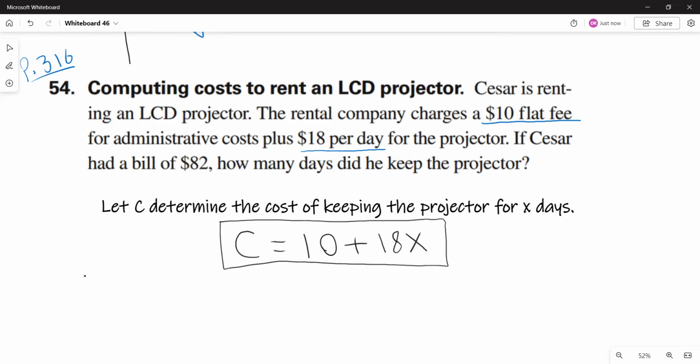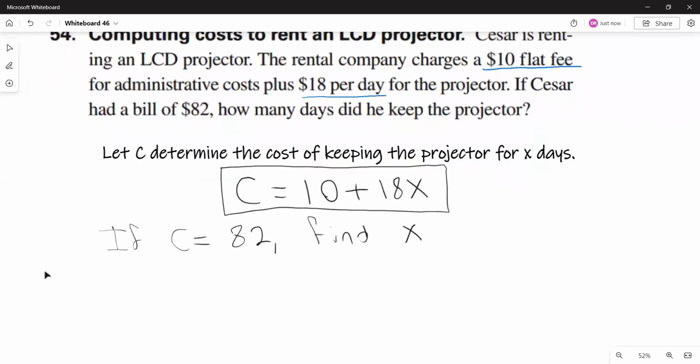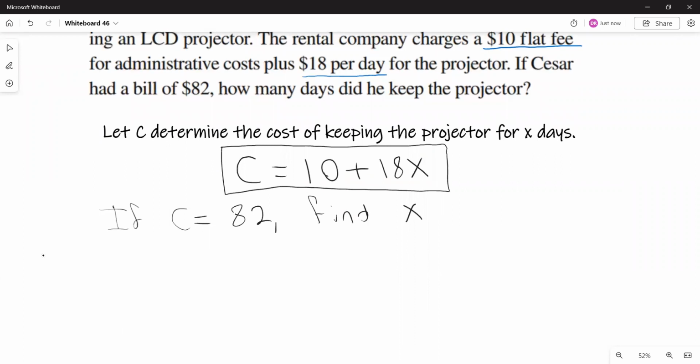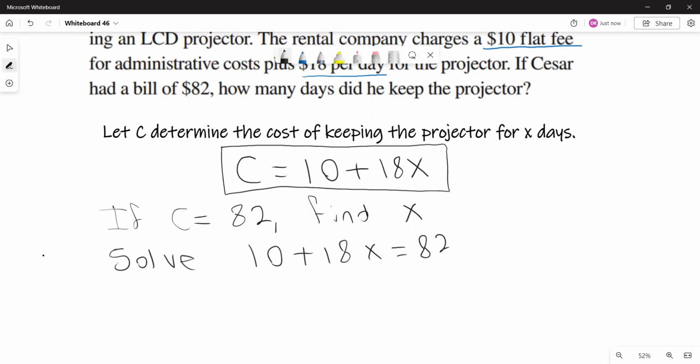And then, if Caesar had a bill of $82, how many days did he keep the projector? So if C is equal to 82, we're going to find X. Then we're going to solve. $10 plus 18x equals 82. That's a linear equation. We can solve it by subtracting 10 from both sides.